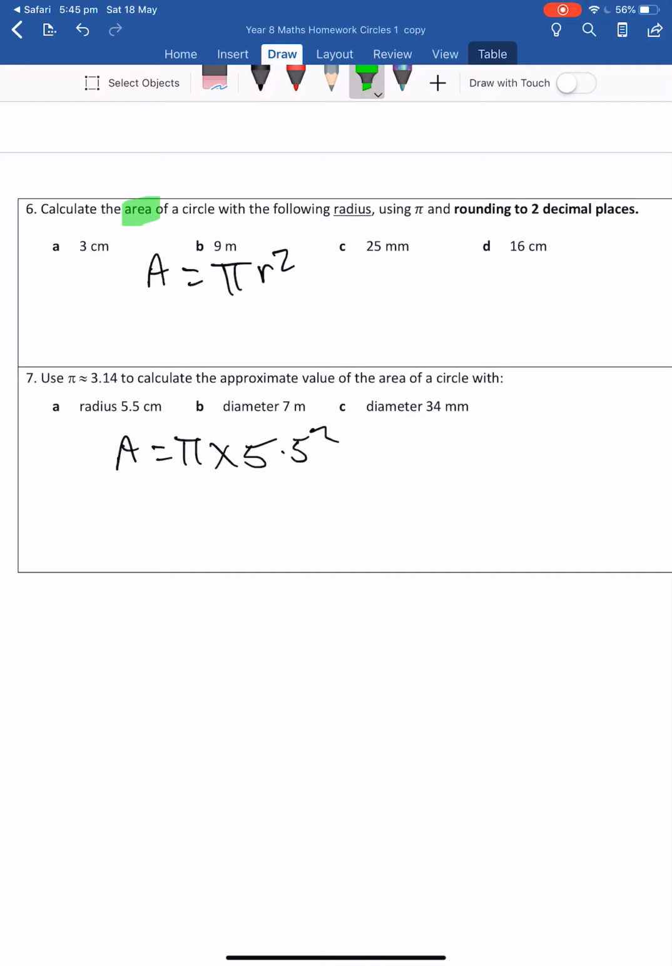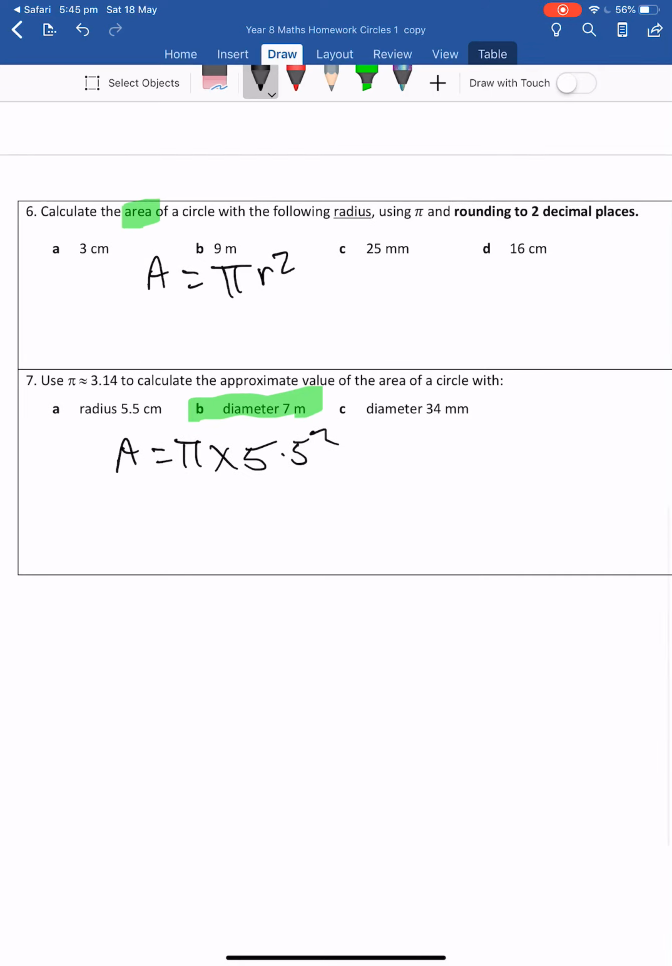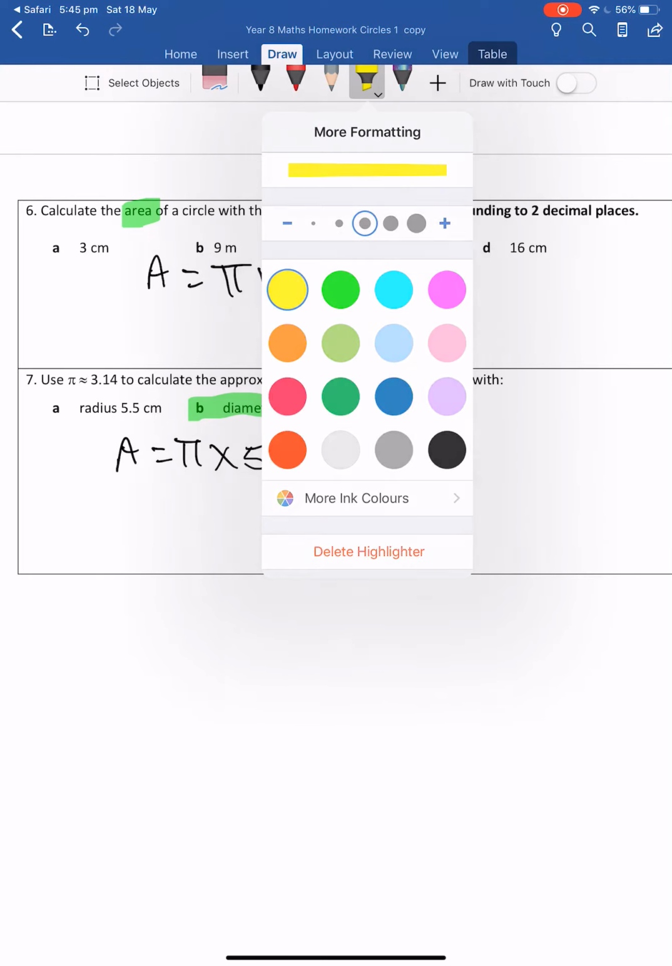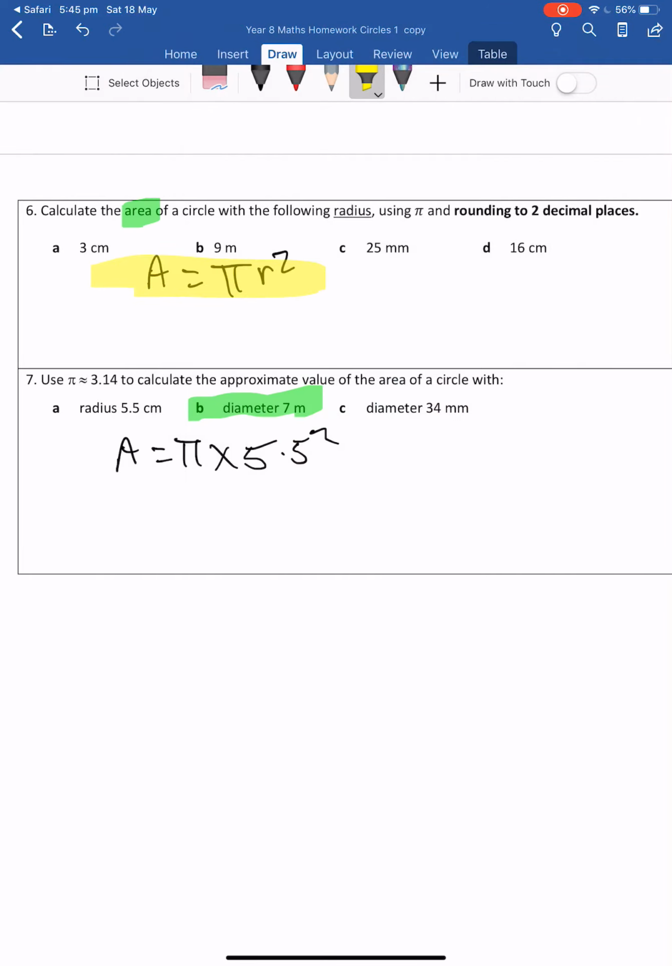Okay, remember the only difference and trick in this one in B here is it's asking for the diameter, and in our formula we're using the radius. Okay, so diameter is going to be, radius is going to be 3.5. So just remember, very important, our formulas are super important.